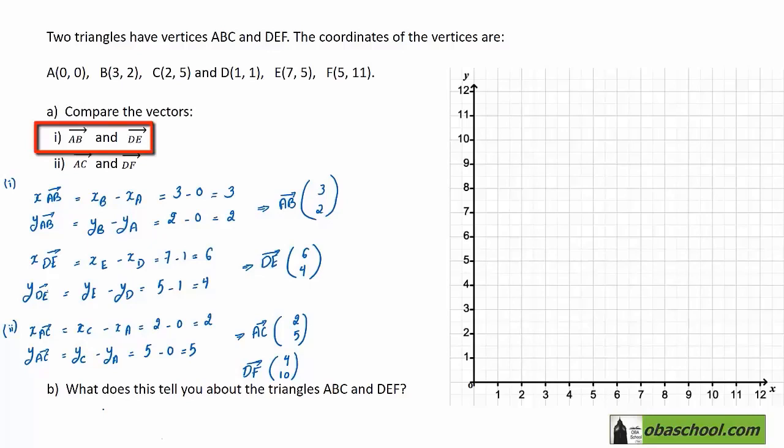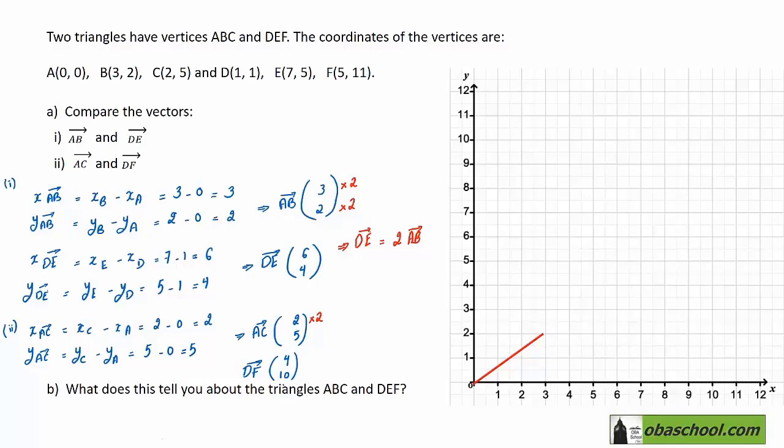So let's go ahead and compare. If you take a closer look at AB and DE, you can notice that DE is the double of AB. It has 3 and 2, but if you multiply them by 2, you're going to have 6 and 4, which are the exact same coordinates of vector DE. So you can say that vector DE is equal to 2 times the vector of AB. And so here, this is one conclusion that you can come up with. You can know that DE is double.